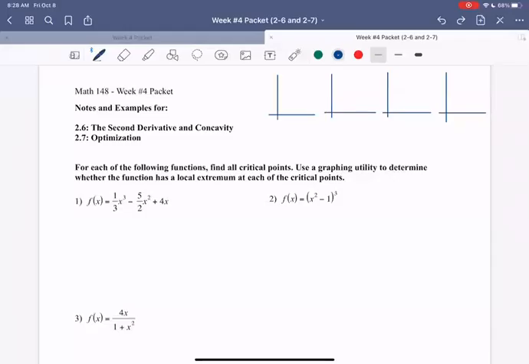Hello, everyone. In this video, we are going to be covering the notes and examples from section 2.6 on the second derivative and concavity. So let's go ahead and get started.